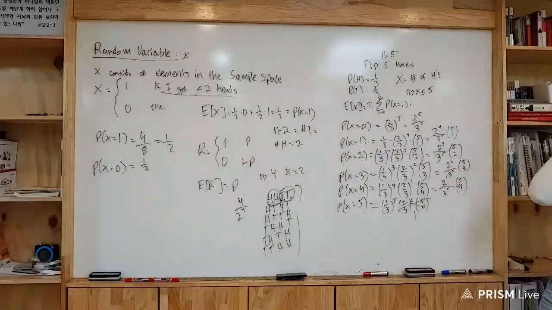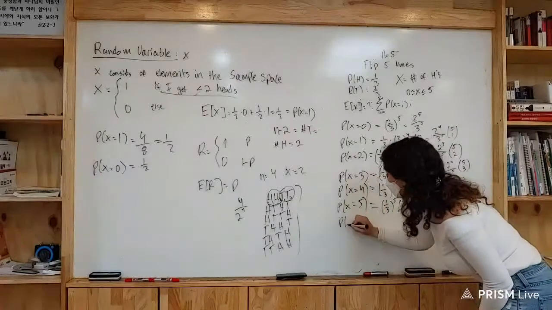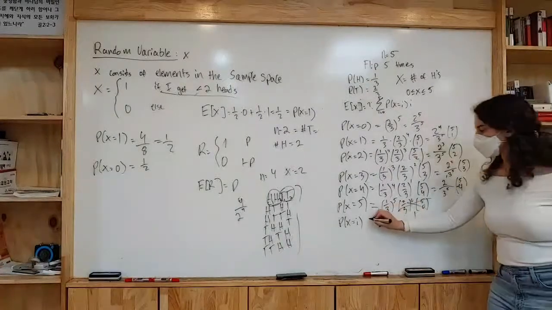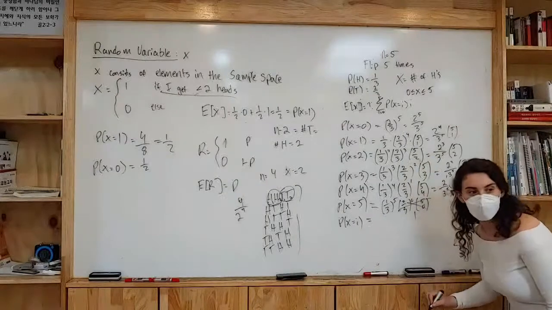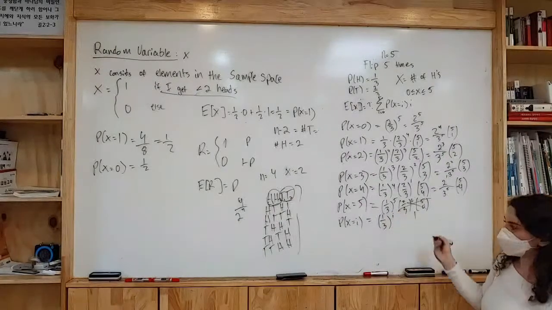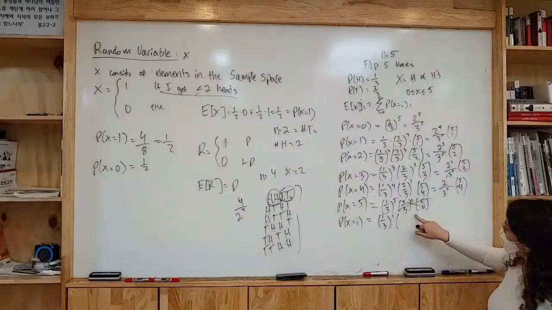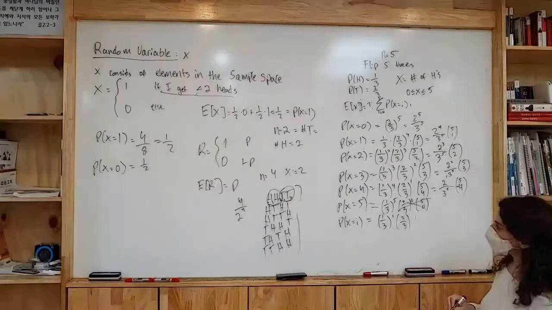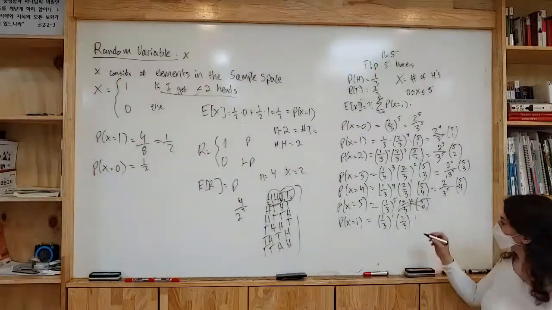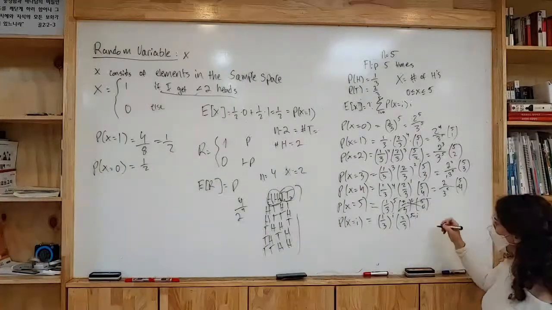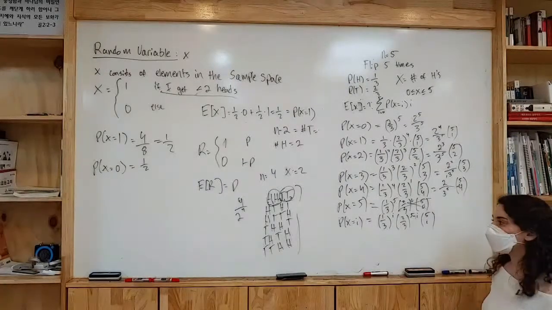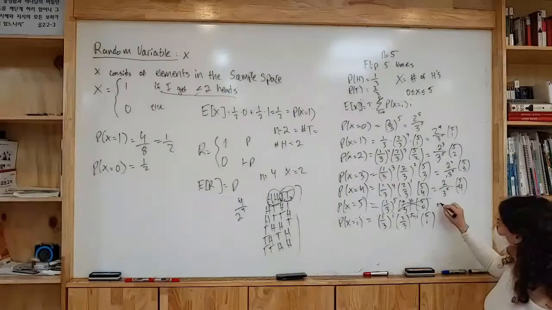So, what is P of x equals i for any i? 1/3 to the power i, because I have i heads, times 2/3 to the 5 minus i. How many times am I flipping it? 5, right? So 5 minus i, times 5 choose i, because n equals 5 here.